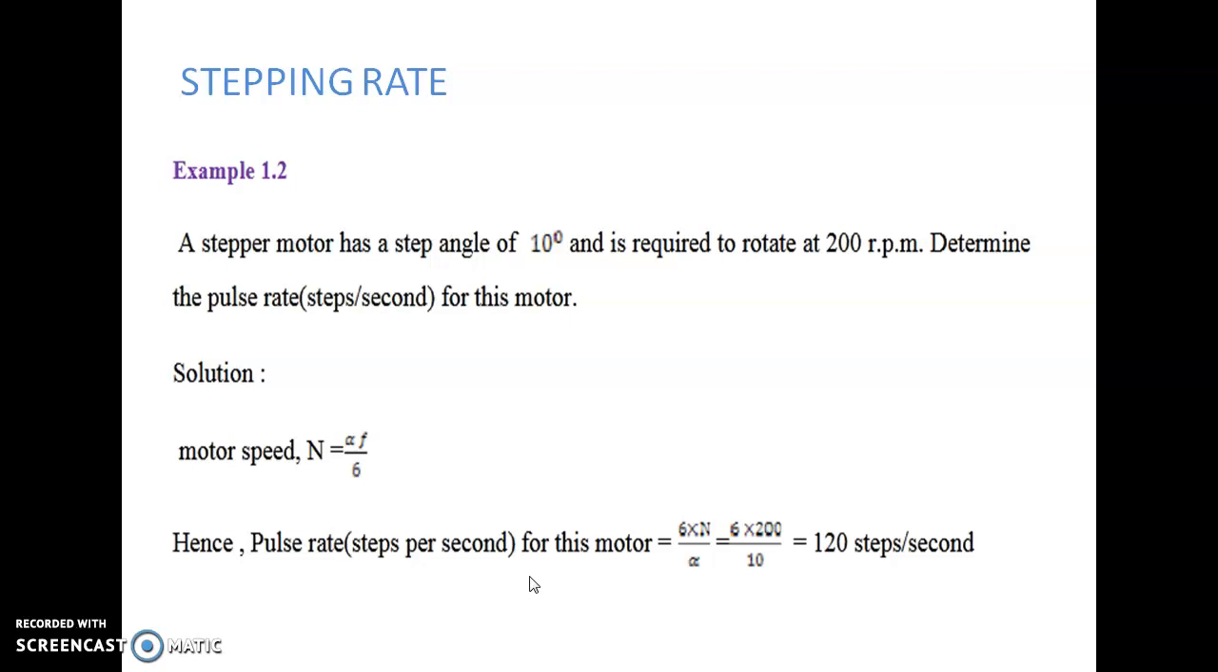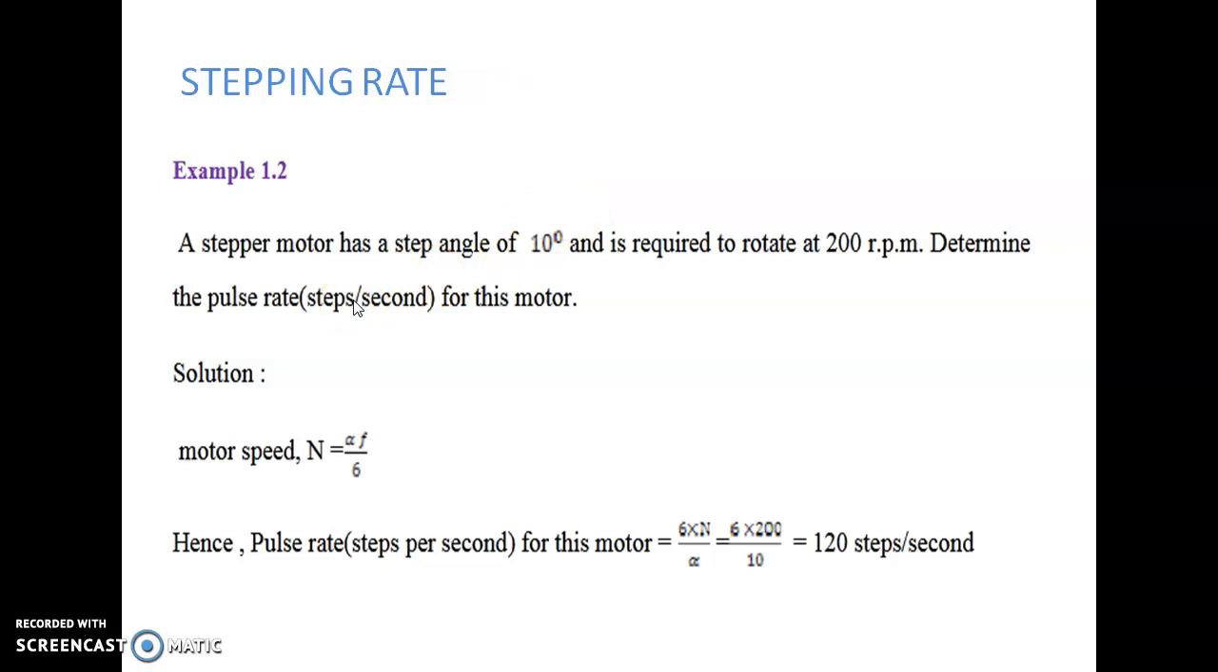A stepper motor has a step angle of 10 degree and is required to rotate at 200 rpm. Determine the pulse rate or the steps per second for this motor. So, we can see here the speed n is given and the step angle is given. We have to calculate the pulse rate.